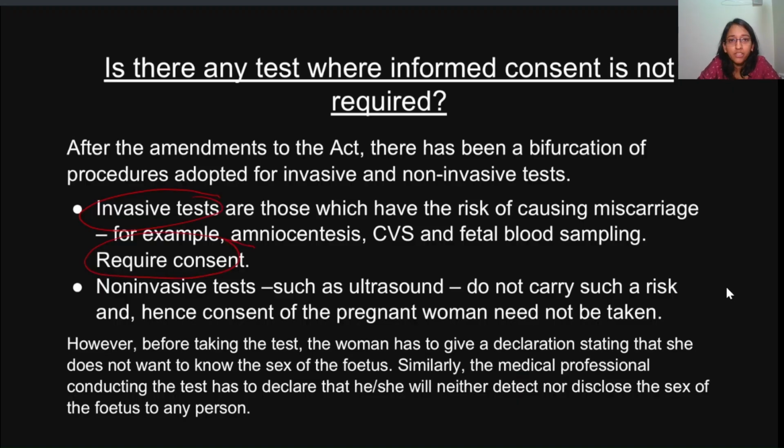We're talking here about written consent, not informed consent. Next, non-invasive tests such as ultrasound do not carry such a risk, and hence consent of pregnant women need not be taken. You've all seen that whenever the pregnant woman comes for the test, we don't make her sign a consent form. We just make her sign the form F, where we declare that we have not done sex determination. So we don't ask for a separate consent. But in case of any biopsy or any other invasive procedures, we always take a consent. So for these invasive tests in pregnancy also, we have to take a separate consent other than the form G which we fill.